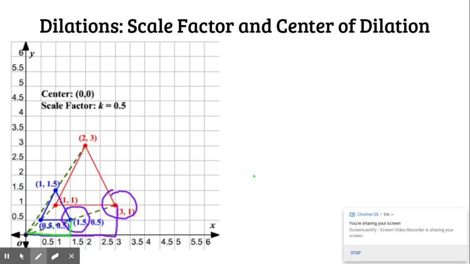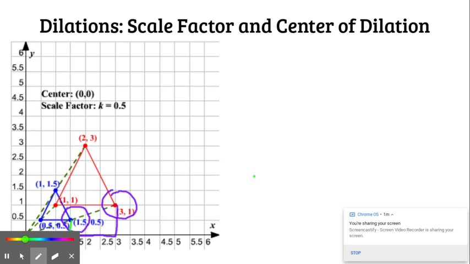So how do we identify the center? Well, the green dotted lines show that. You draw a line from your corresponding pre-image and image points, and they will all intersect at a common point. That common point is the center of dilation. The scale factor can be found by always looking for the corresponding sides that are both horizontal and vertical.